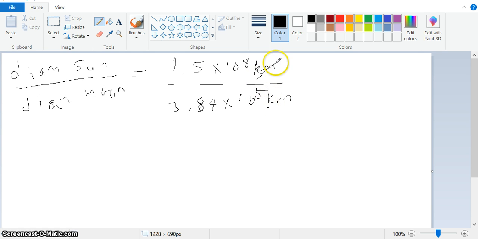So the kilometers cancel. And so the size of the sun to the size of the moon, when you do this calculation, it turns out that the sun is 390.6 times the size of the moon. So if you took the size of the moon and you multiplied it by 390.6, you'd get to the size of the sun. And remember, problem 8, I kind of did that one.